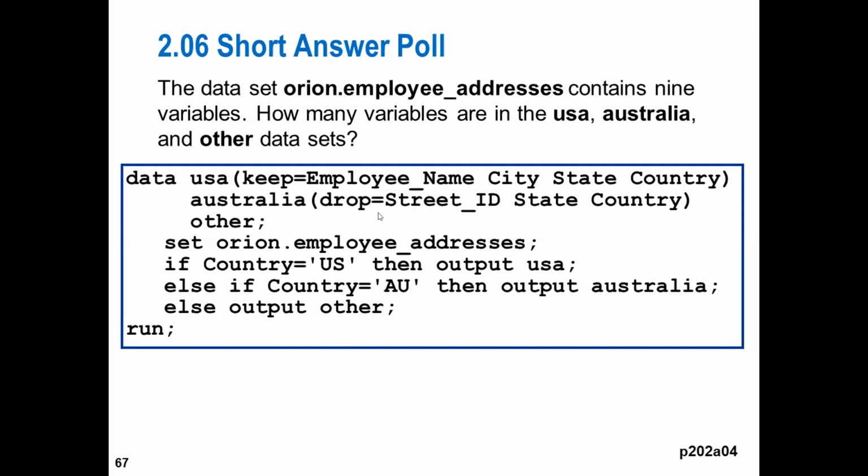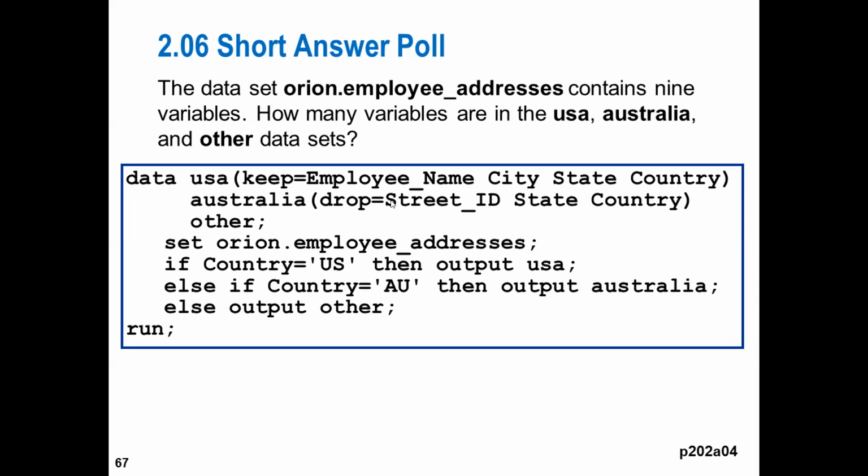Other, there is no selection. So how many variables are in USA, Australia, and other? For USA, it's 5. No, for USA only, four. Only 4, yeah. Okay, yes. And now Australia, we drop 3 out of 9.